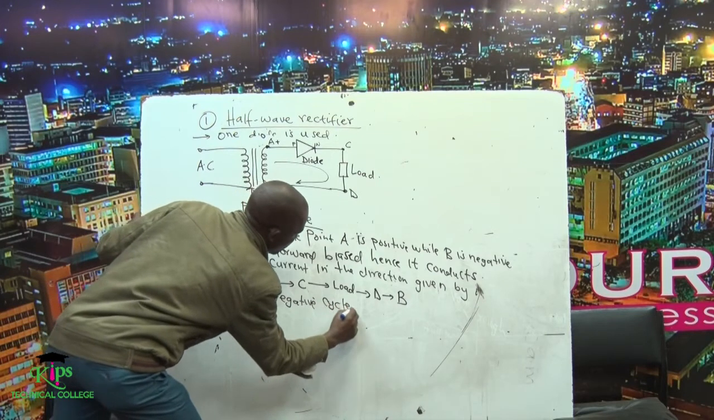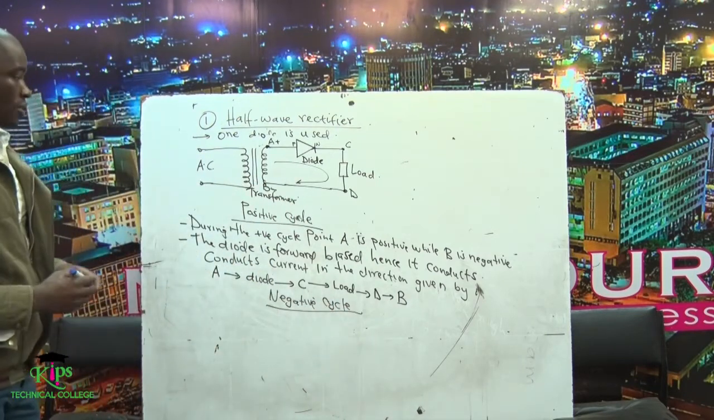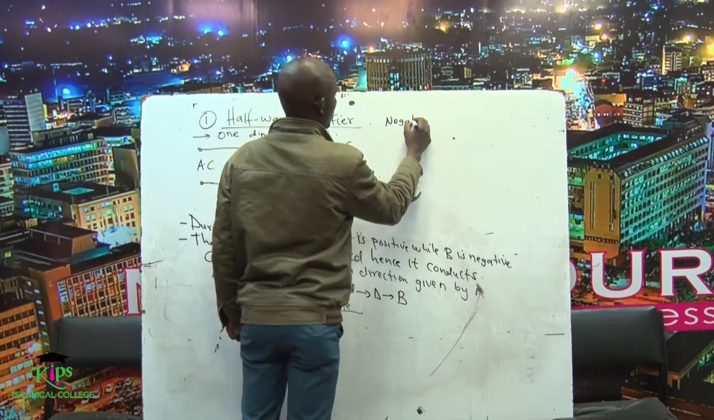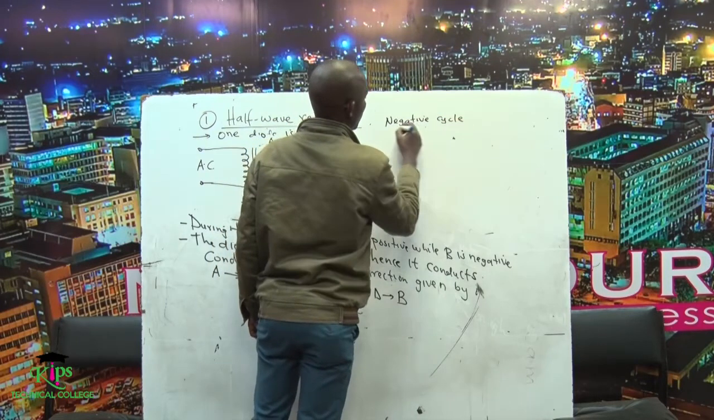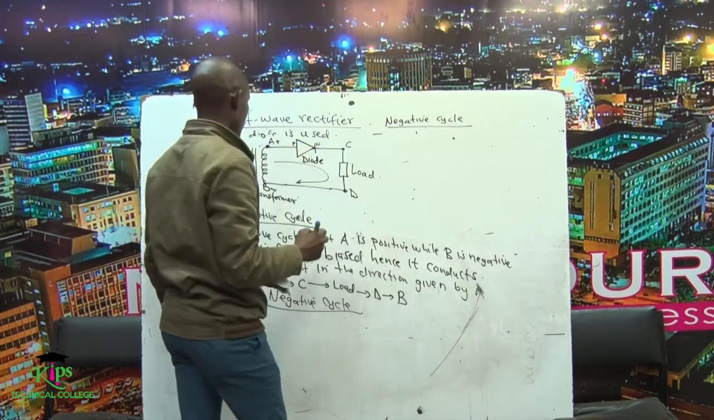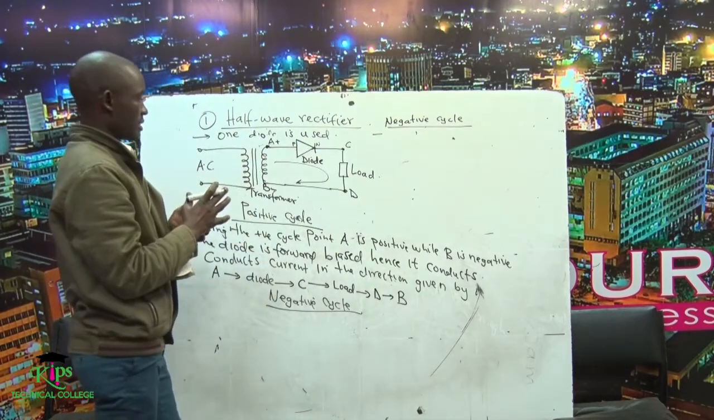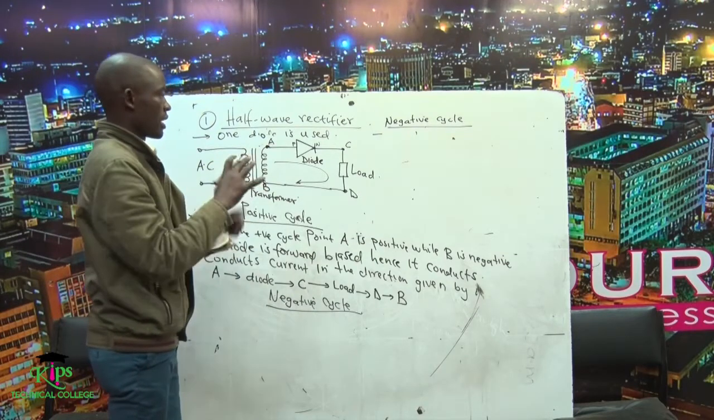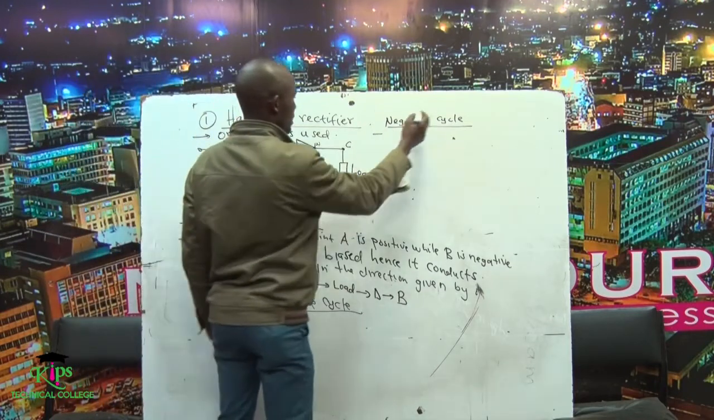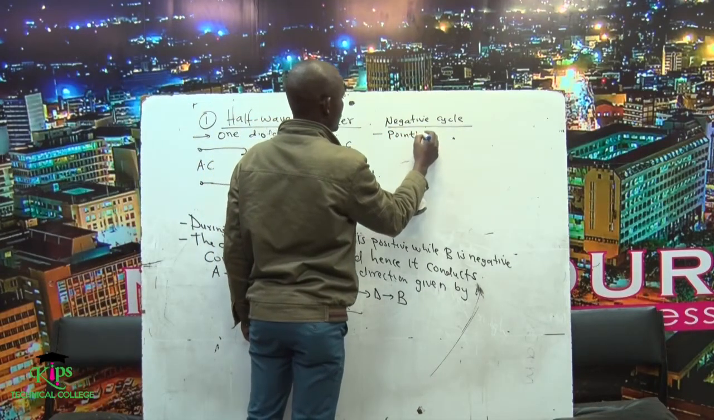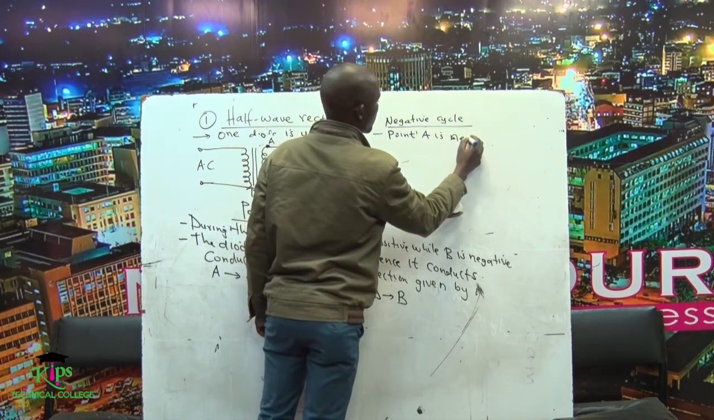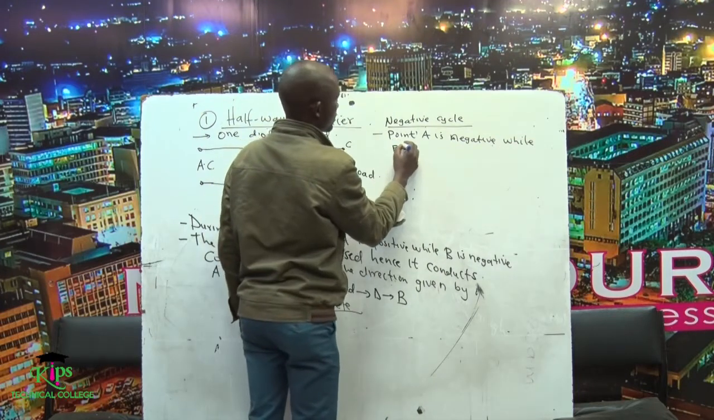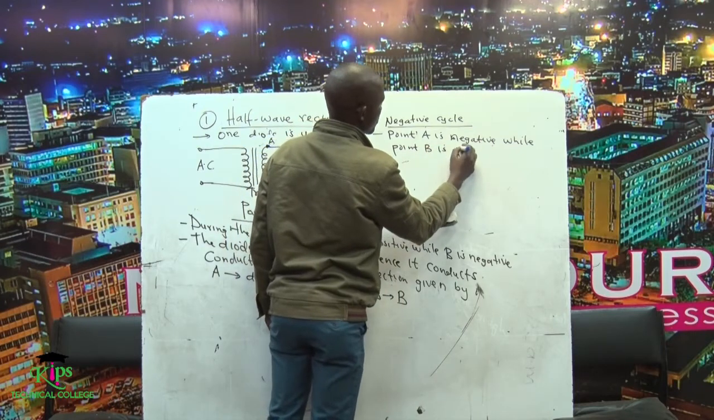Negative cycle. So we are now interchanging the polarities. During the negative cycle, this one now becomes negative, this becomes positive. We are reversing the polarities. So during the negative cycle, point A is negative, while point B is positive.